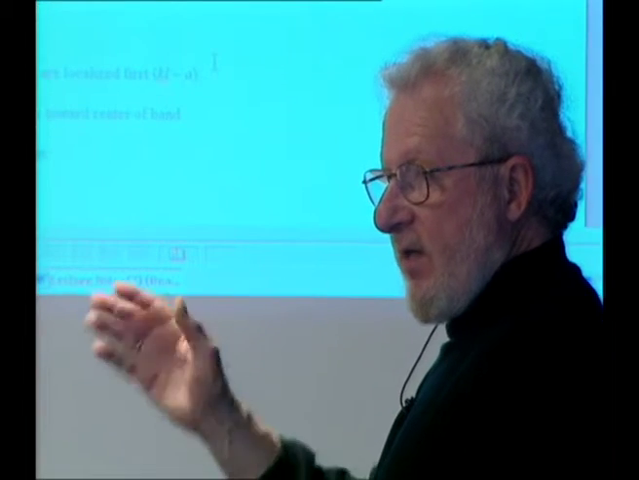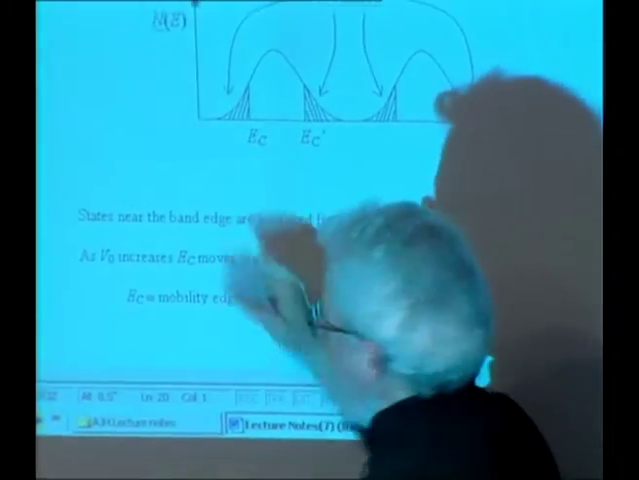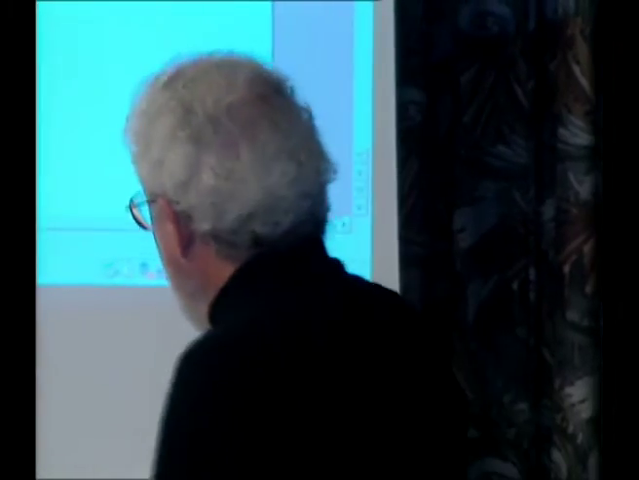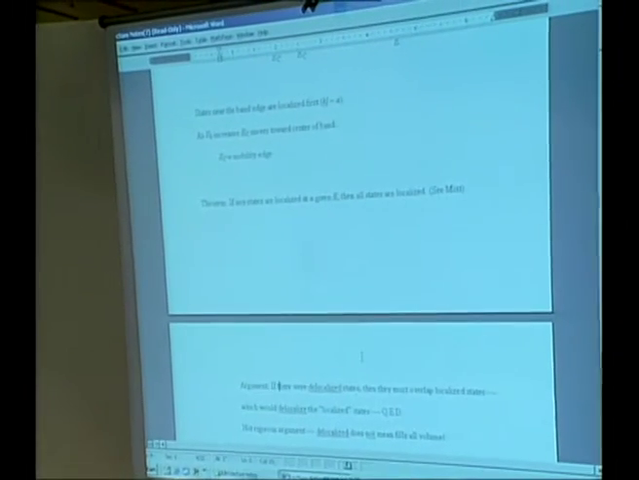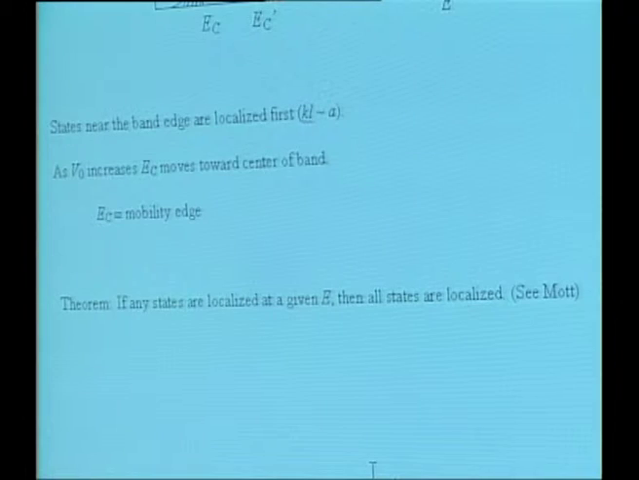or not? The states at the Fermi level are localized and nothing can move. Okay? If the mobility edge is down here and the Fermi level is here, then you have localized states, but right near the Fermi level, the states are delocalized and the system would still conduct. You might wonder, can I have localized states and delocalized states at the same energy? And the answer is no. One of the important theorems that Mott proved is this: if at some energy there are localized states, then all the states at that energy are localized.